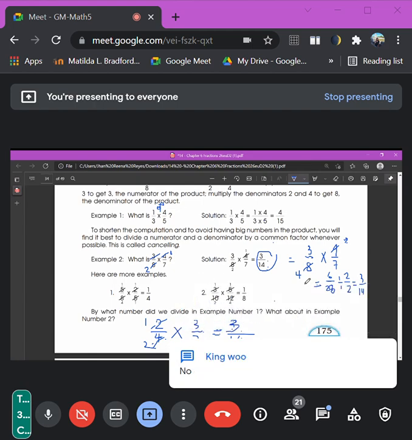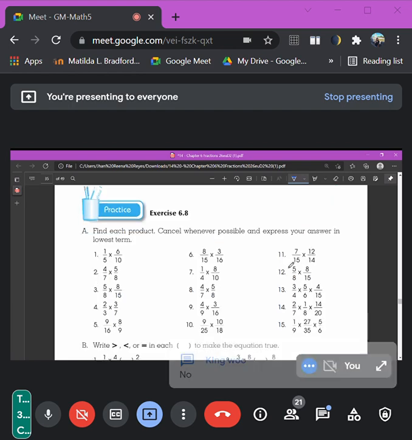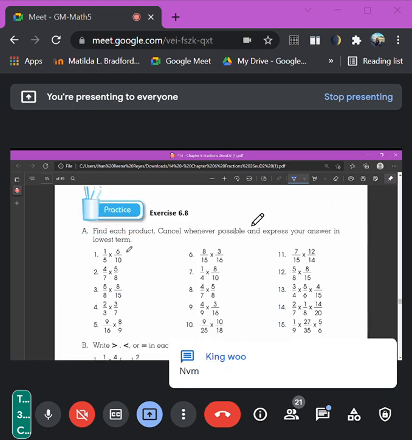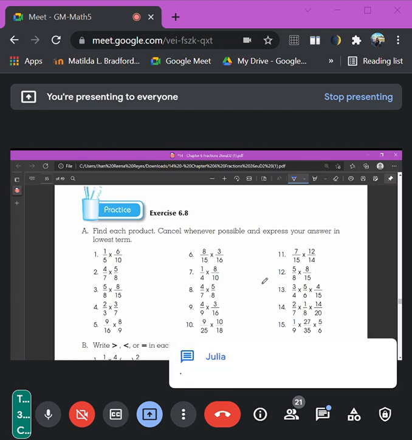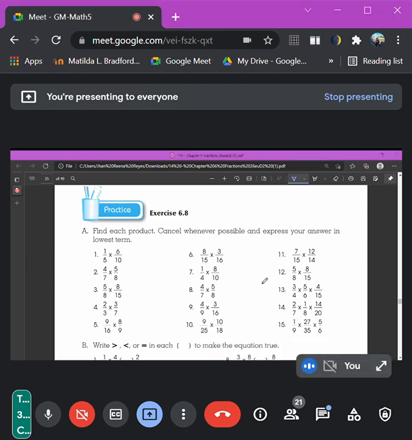Okay? So let me give an example. Like, for example, this one. Find each product and then cancel whenever possible and express your answer in lowest term. So we have here 1/5 times 6 over 10. Let us ask ourselves, can we cancel here? No. You cannot divide 1 by 10 and you cannot divide 6 and 5. Meaning to say, we don't have any common factors.